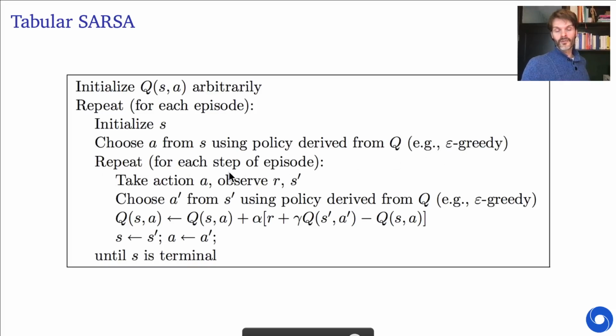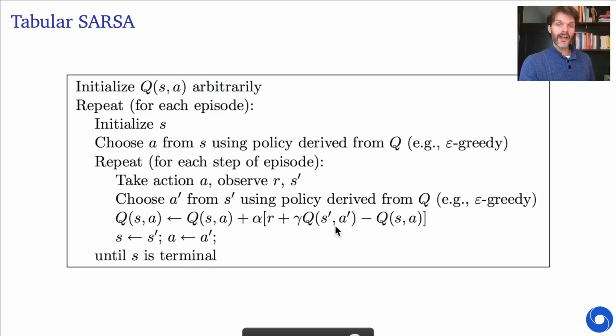And then in the episode, we just repeat the following steps, where we actually execute that action in the environment, which means we can then observe a reward and a next state, or a next observation that helps us construct a next state. And then we immediately pick the action that we're going to execute in that next state. And then, again, this is from a policy, for instance, derived from the action values.